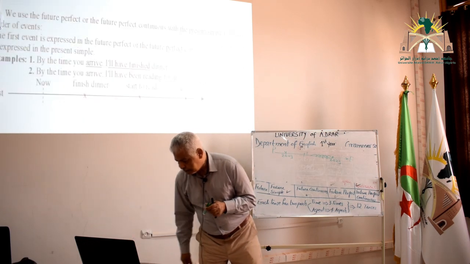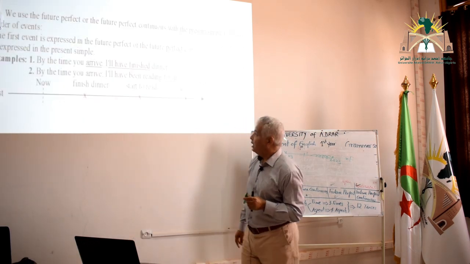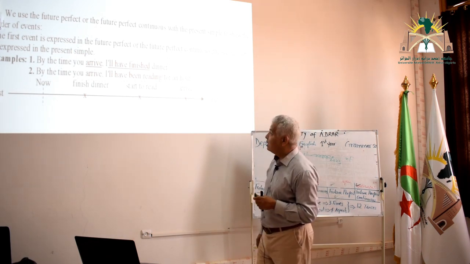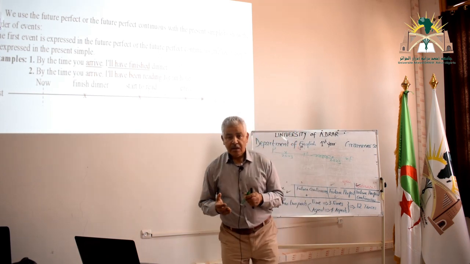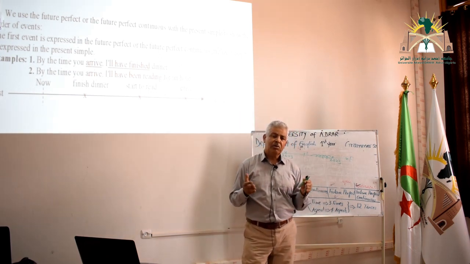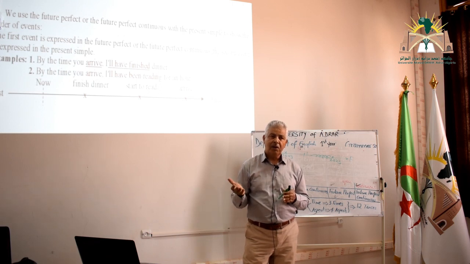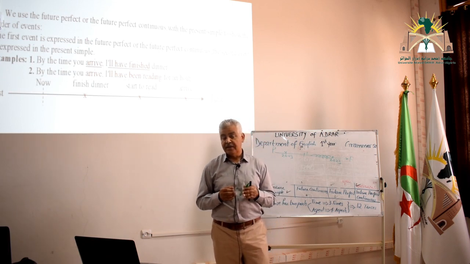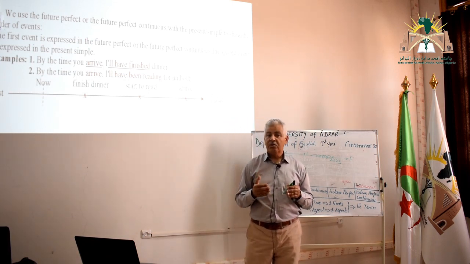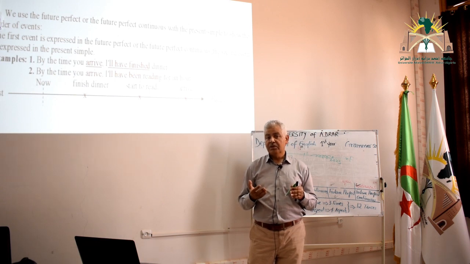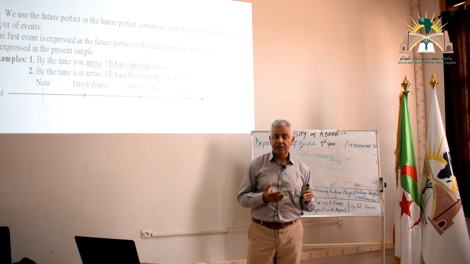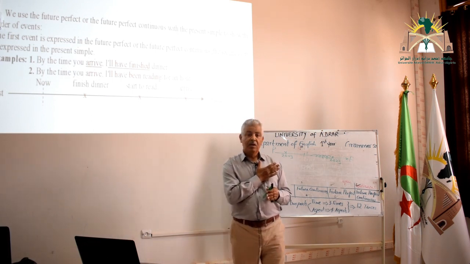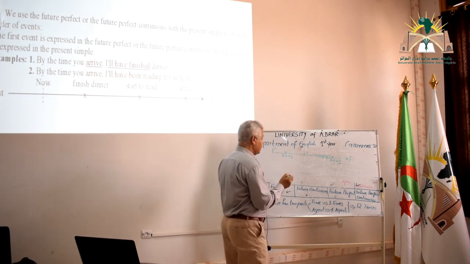The last slide, number 3: we use the future perfect or the future perfect continuous with the present simple to show the order of events. This should be thought of exactly like when we talked about the past perfect and past simple, when we have two actions both in the past and the order is important. So we use the past perfect to express the action that happened chronologically first, and the past simple to express the action that happened second.